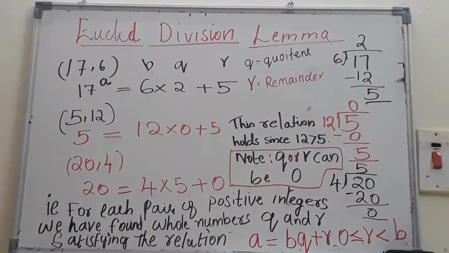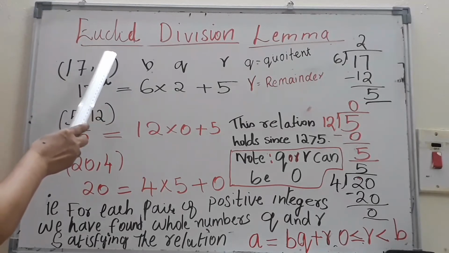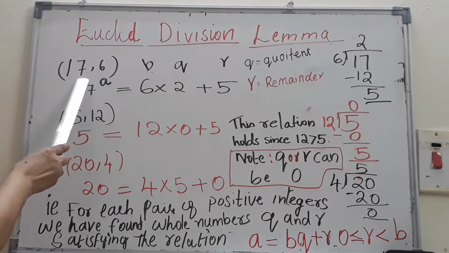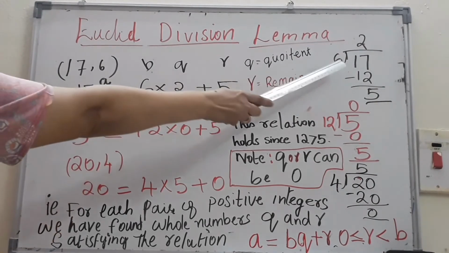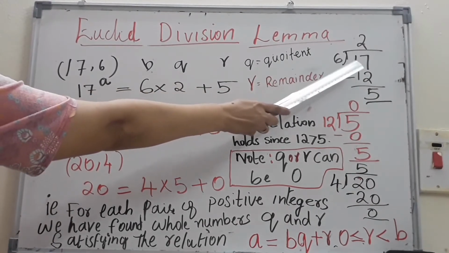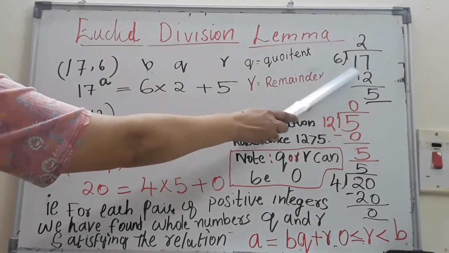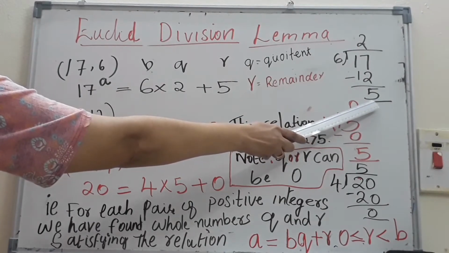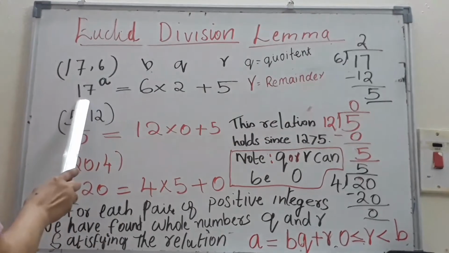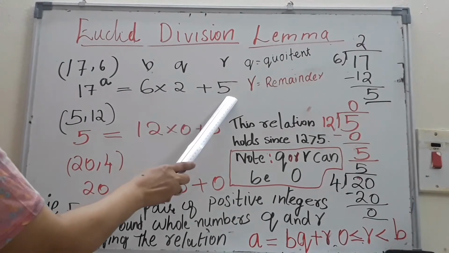For better understanding of Euclid division lemma, we have to consider the pair of positive integers 17 and 6. So you have to check how many times 6 goes in 17. Only 2 times. 2 into 6 is equal to 12. Subtract. What is the remainder here? 5. So 17 can be written as 6 into 2 plus 5.